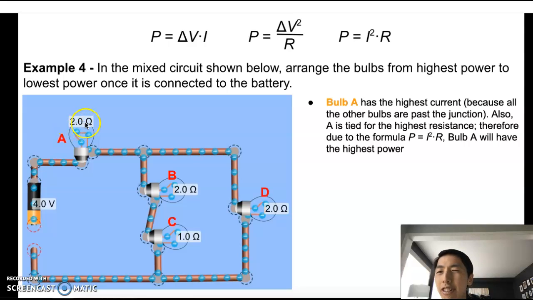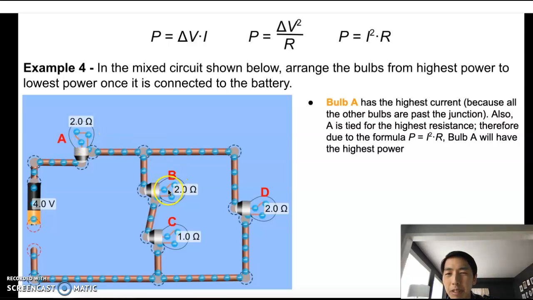It is also tied for the highest resistance. 2 ohms is the highest resistance in this whole diagram. Therefore, if it has the highest current and the highest resistance, then according to the third formula, P equals current squared times resistance, it's got to have the highest power as well. So bulb A is going to have the highest power no matter what.